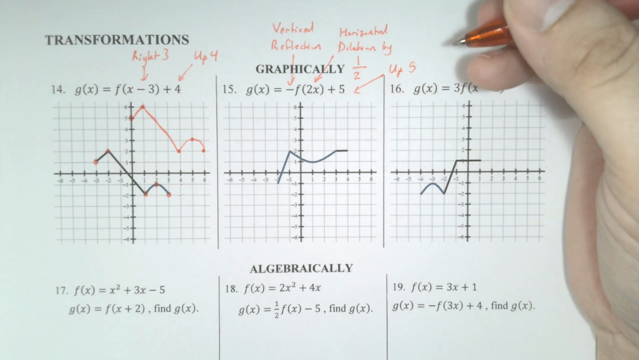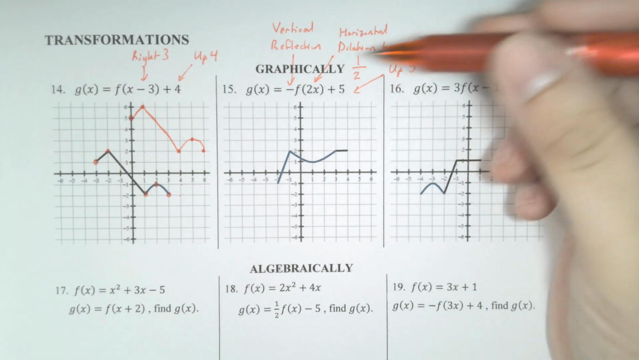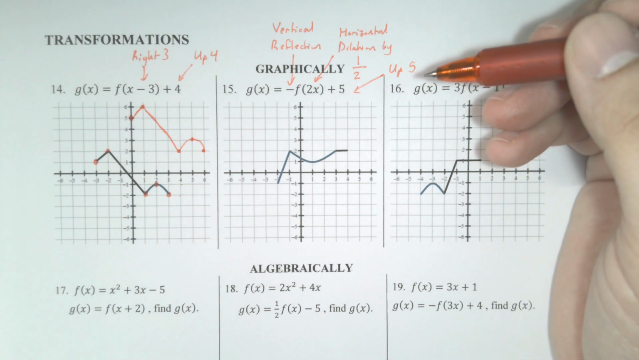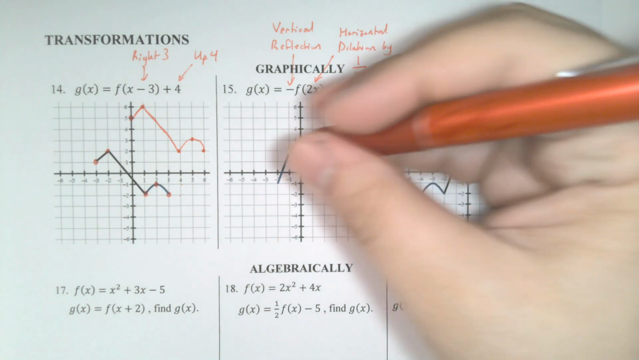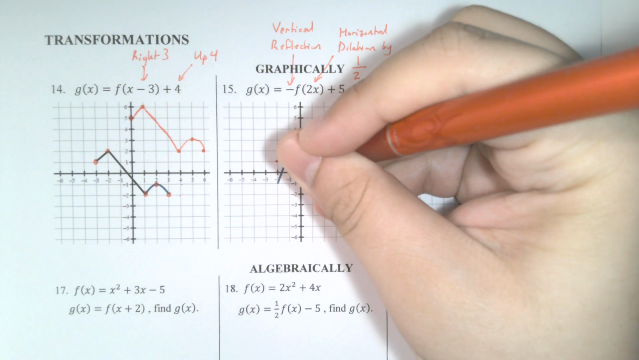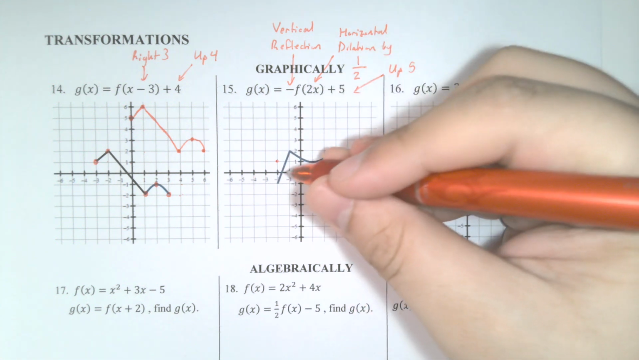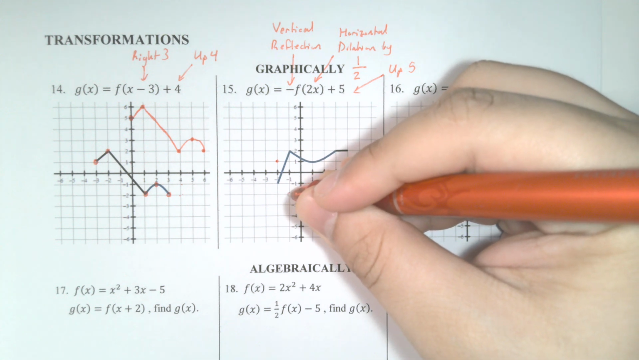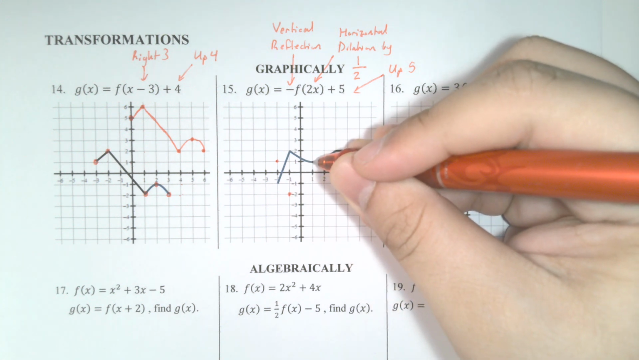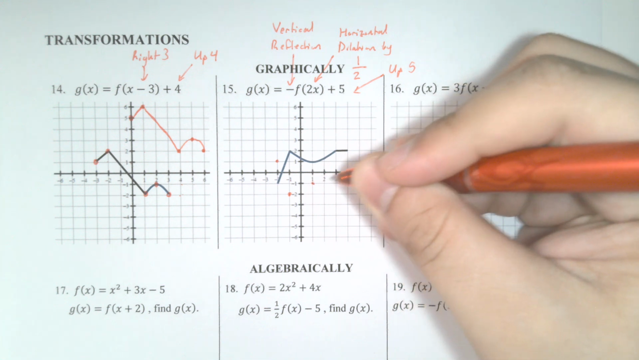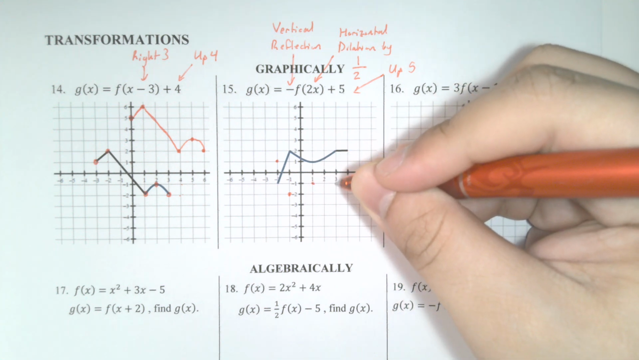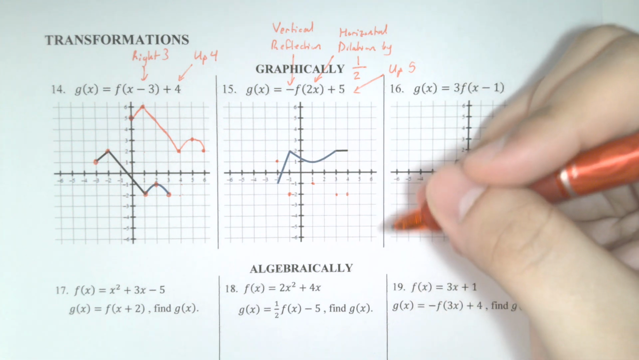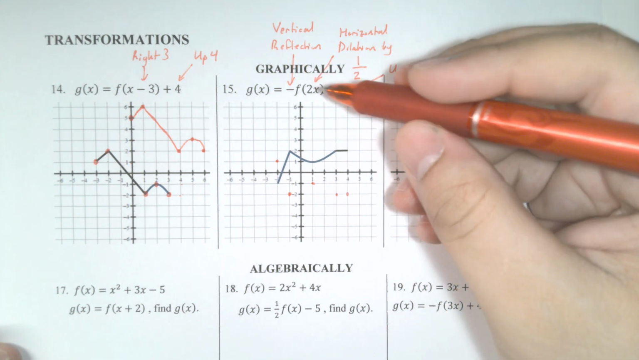So we've got a lot going on here. So first what I'm going to do is the vertical reflection and the horizontal dilation, and then I'll move the whole thing up 5. So the vertical reflection first is going to move everything like this. So this point is going to go up here. This point is going to go all the way down here. This point is going to go right there. This point right there, and then right there for that point. So that's the vertical reflection.